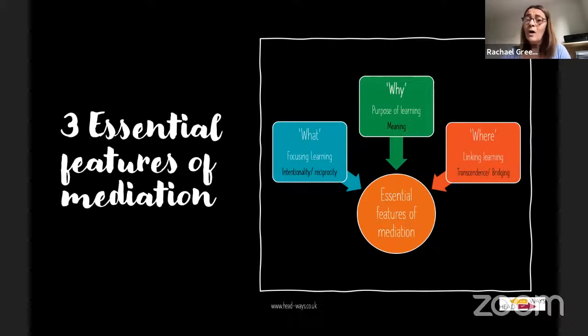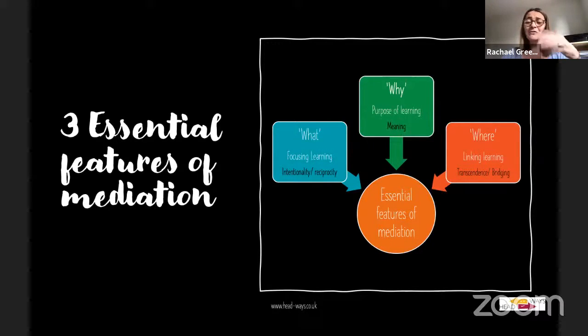And linked to that, the why: what's in it for the learner? This is about the motivation, getting them motivated to engage, explaining what we think the purpose of this session is. And I always advocate being really honest. This is why I'm here today. This is what I've been asked to do.